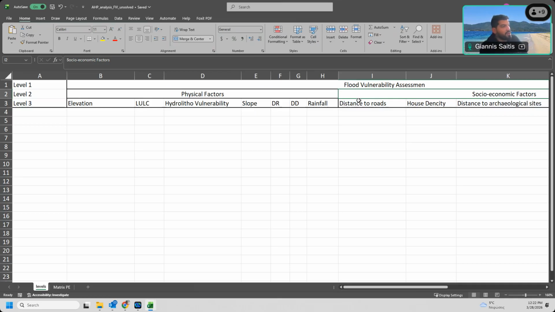On level three, we have, in this case, the elevation as a physical variable. We have the land use land cover, the hydrological vulnerability. This is something that someone has to provide to us, or we can do some open assumptions. Now we have also the AI. AI may also help in this kind of information. Don't forget that.